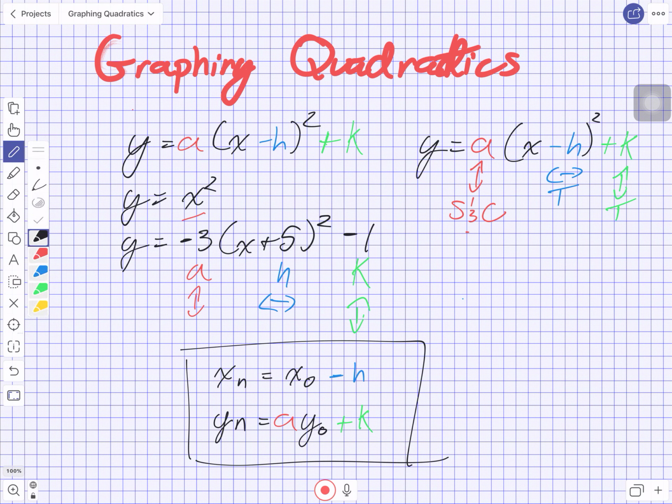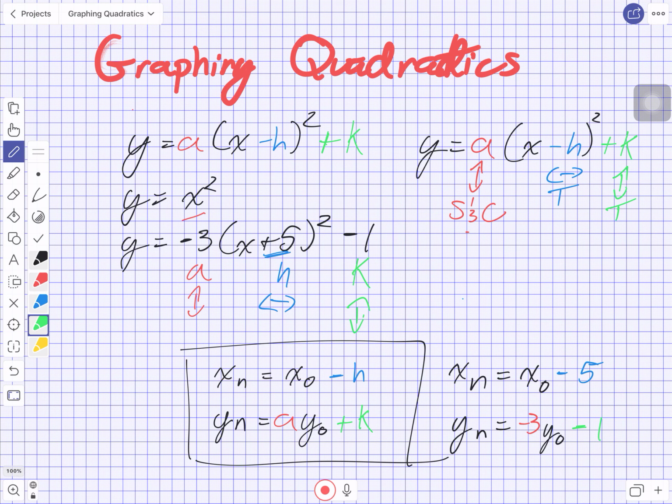So when I go to rewrite this little formula, we kind of have to build it every time. The new x value, I put a little n down there so we know it's the new one, is equal to the old x value, those are the original values, -5, and it's -5 because it was a plus here. So it kind of flips. And the new y value is equal to -3 times the old y value, and -1 because the k value is 1. So this formula is just specific to this equation.